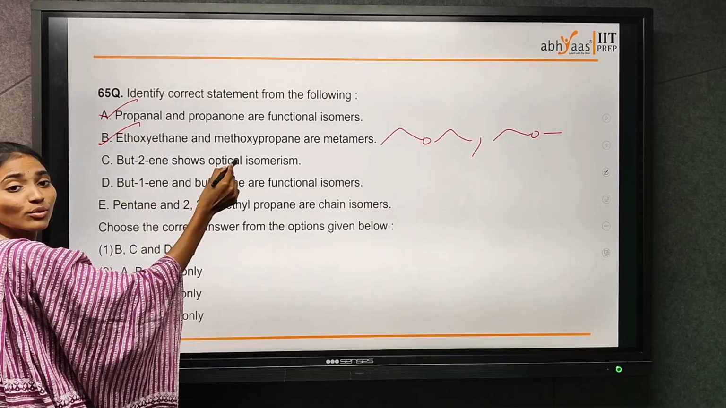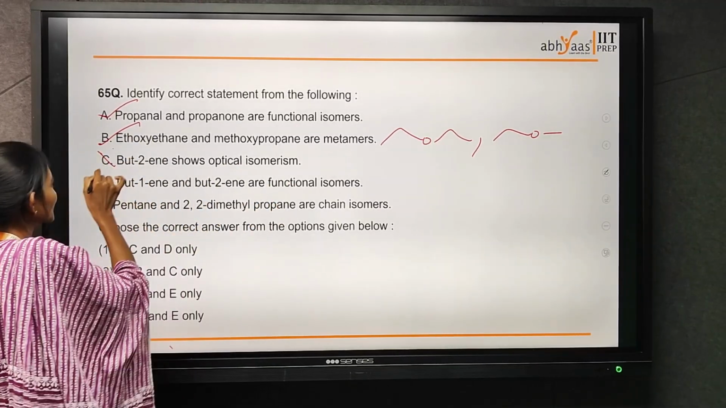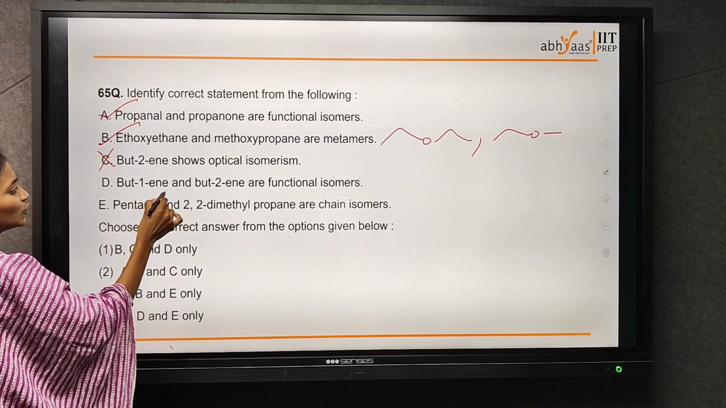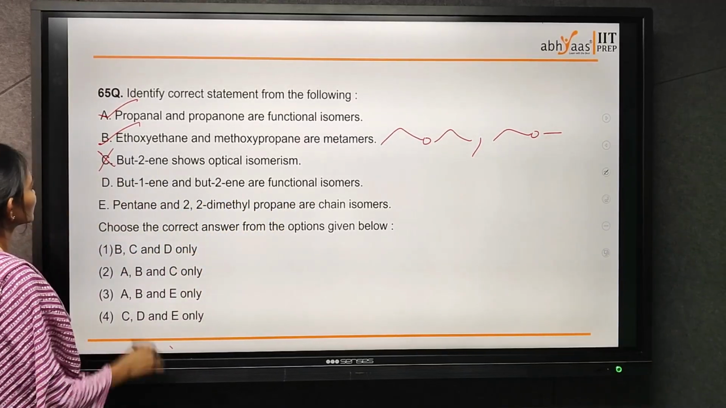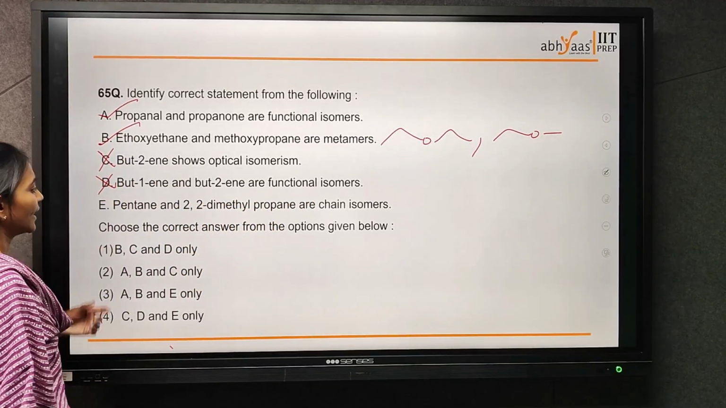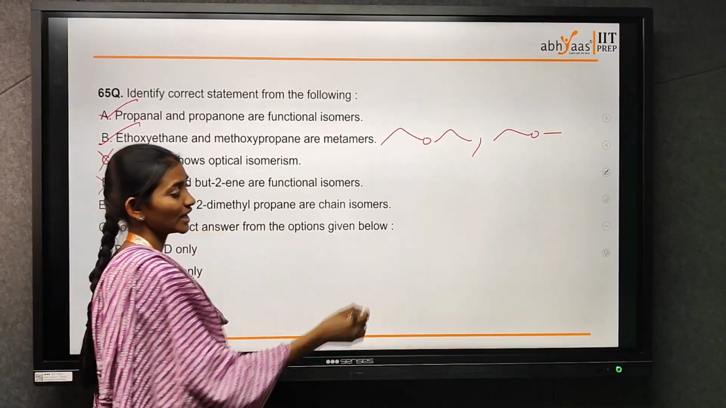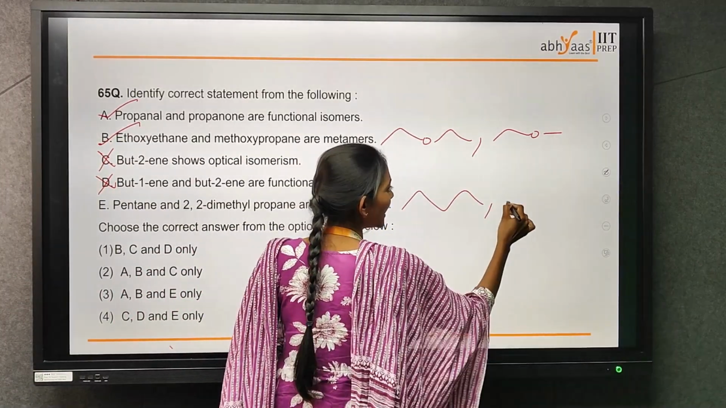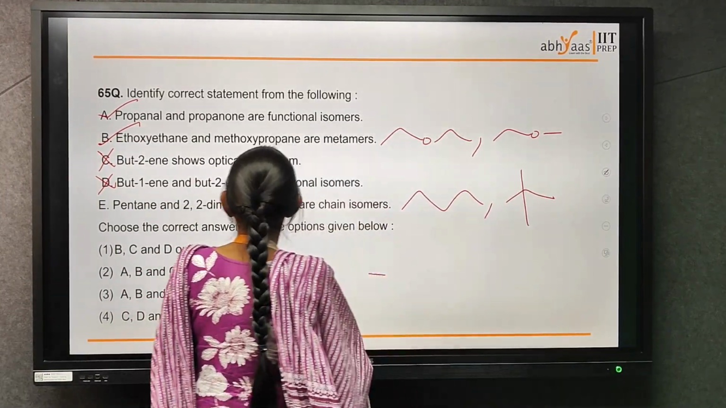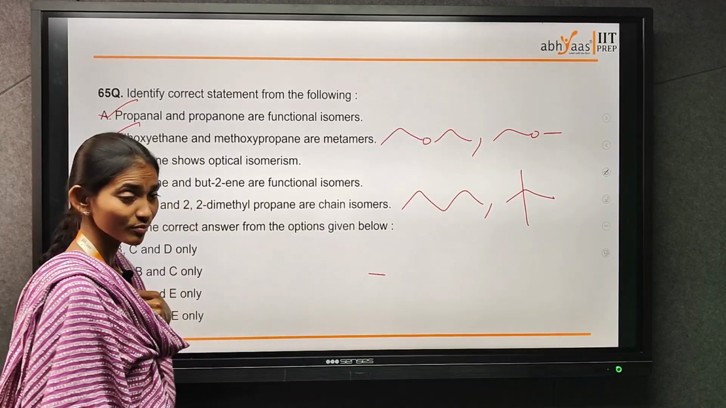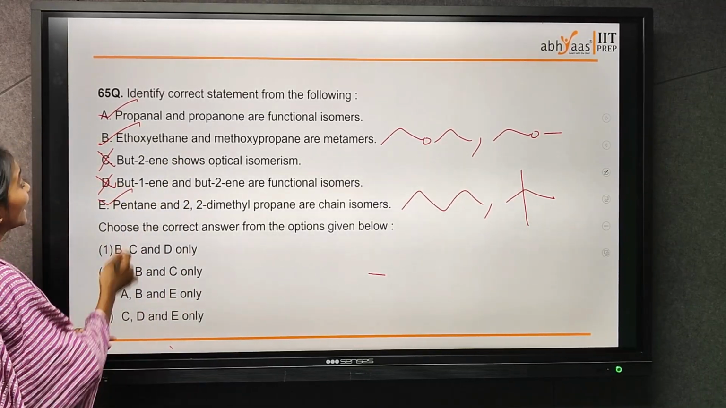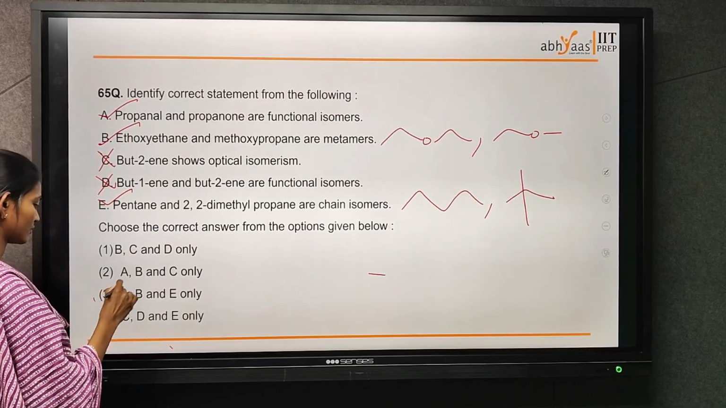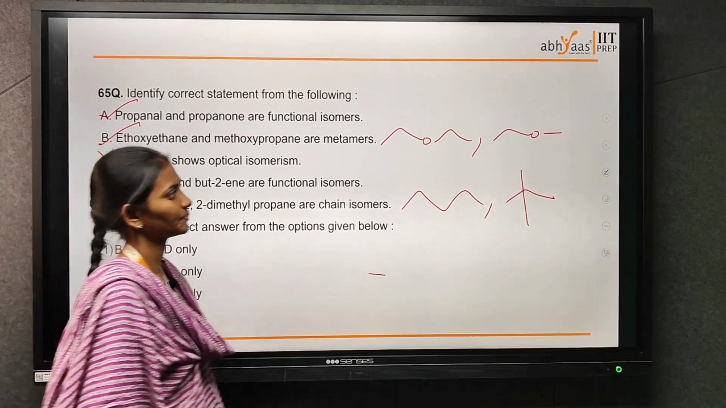And butane 2-ene shows optical isomerism. No, wrong statement. Butane 1-ene, butane 2-ene are functional isomers. No. And pentane and 2,2-dimethyl propane are chain isomers. Yes. So your correct option will be what? A, B, E. So option 3 is your answer.